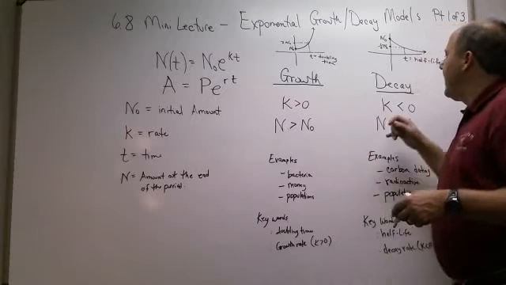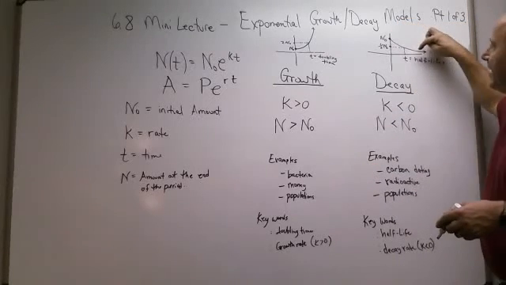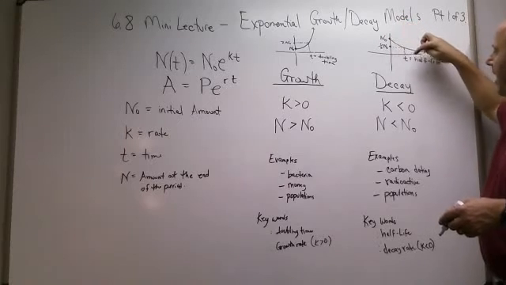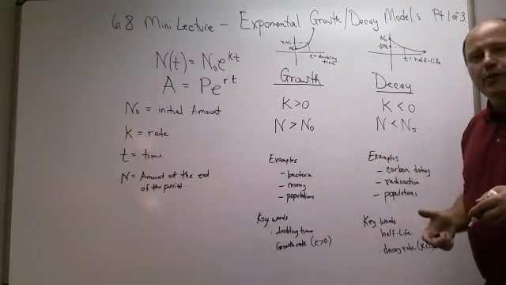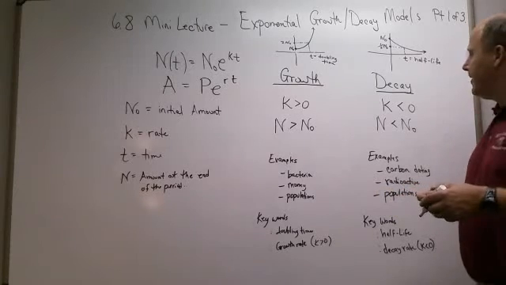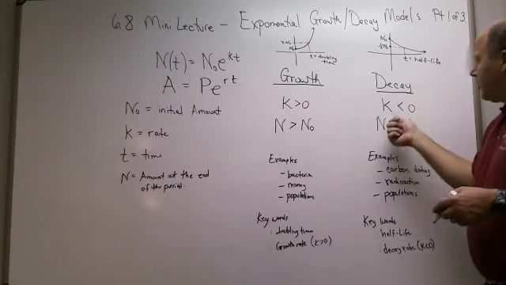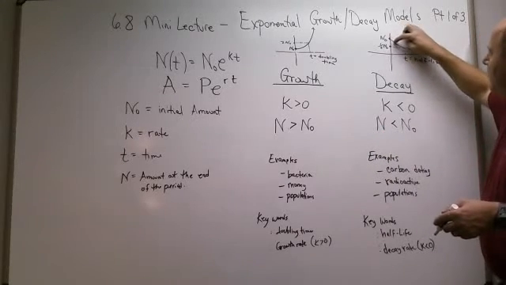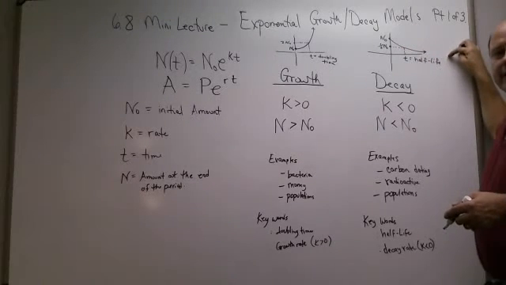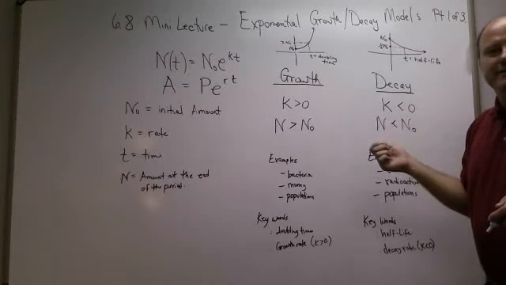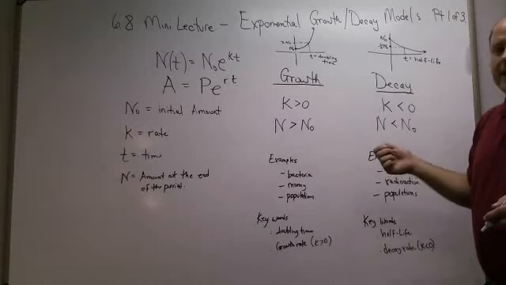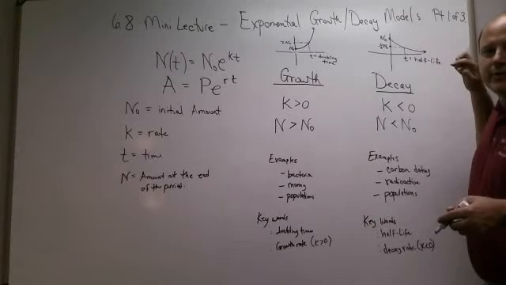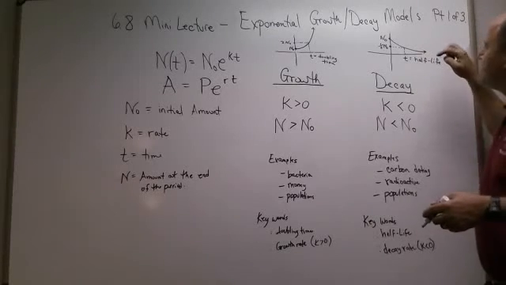And then the decay actually is going down in size. So you have something originally, and it's going down. And the K will be negative, so that's how you will know it's a decay problem, that K is a negative number. And so N will be less than what you have initially. If it goes down in size, notice it doesn't go into the negative direction. I mean, you cannot have a negative amount of a substance or a negative number of people. But eventually it will get closer and closer to 0. This is what exponential decay functions will do eventually.